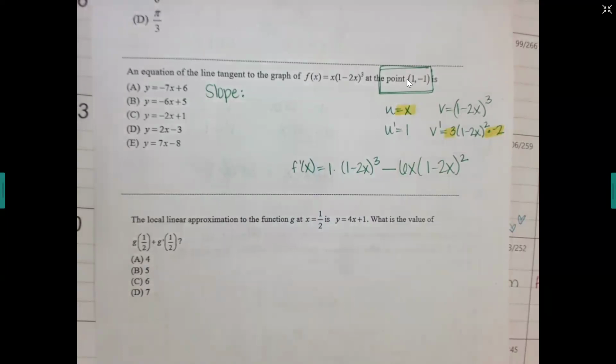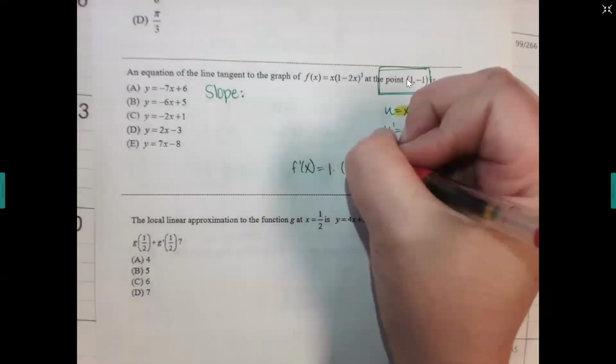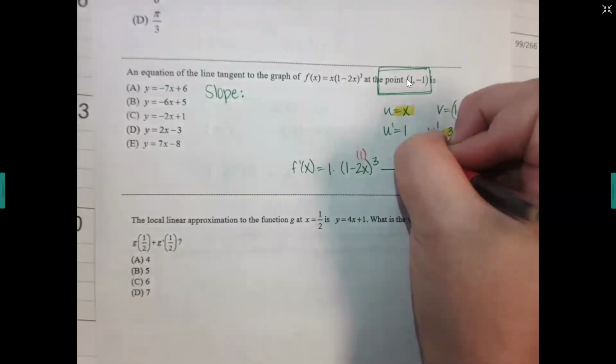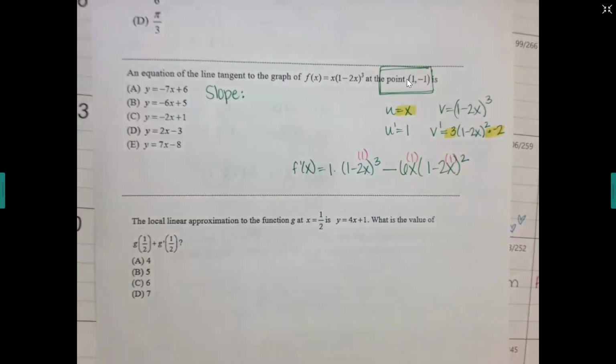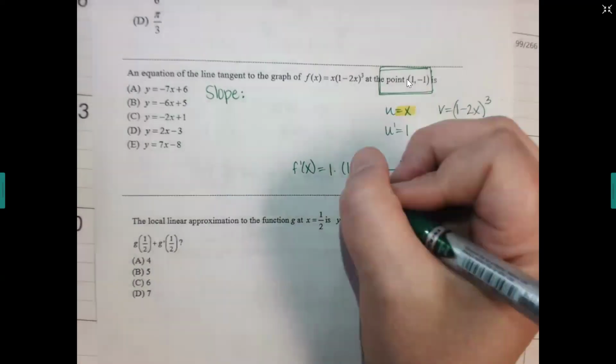What number am I plugging in? What's my x value? A 1. So this would be a 1. This would be a 1. This would be a 1. 2 times 1 is 2. 1 minus 2 is a negative 1. What happens when I cube it? It's going to stay a negative 1.